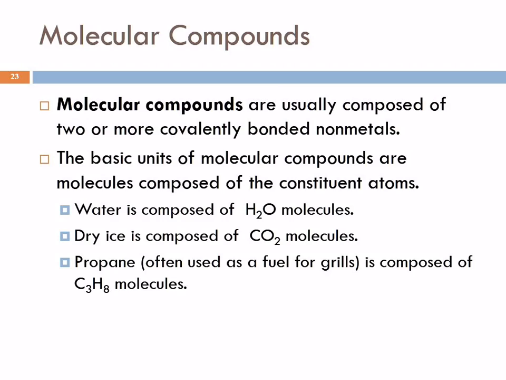So that was molecular elements. Molecular compounds usually contain 2 or more covalently bonded nonmetals. It's the nonmetals that are going to share the electrons. And the basic units in these molecular compounds are molecules, discrete molecules. So water has H2O molecules, 2 hydrogens, 1 oxygen. All the molecules are the same. Dry ice is composed of CO2 molecules, 1 carbon, 2 oxygens. Propane, used frequently in grills, C3H8, a molecular compound.